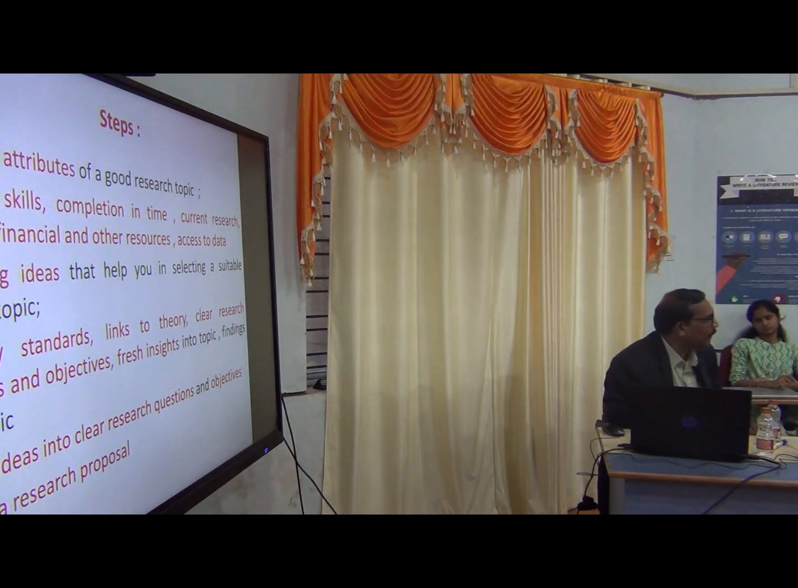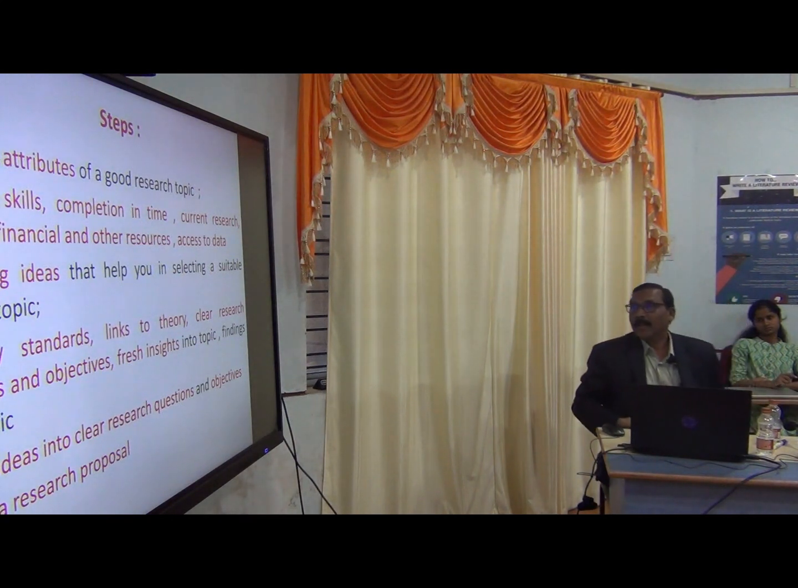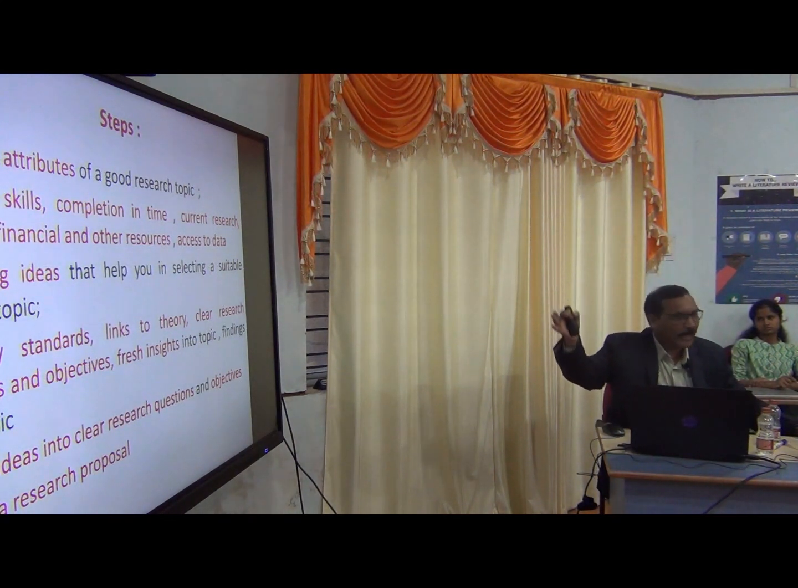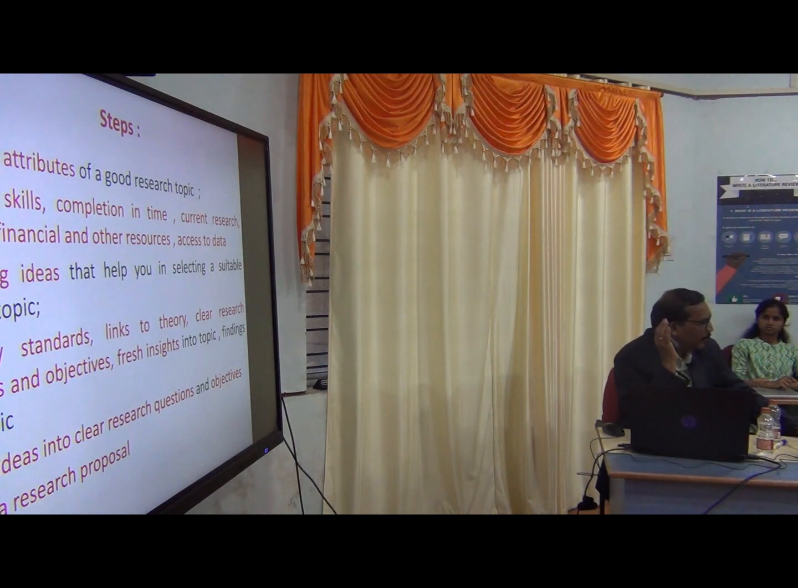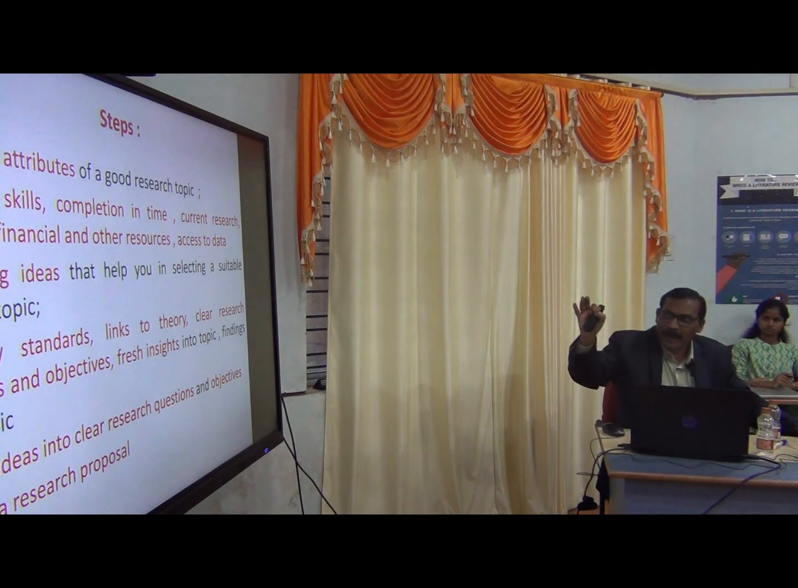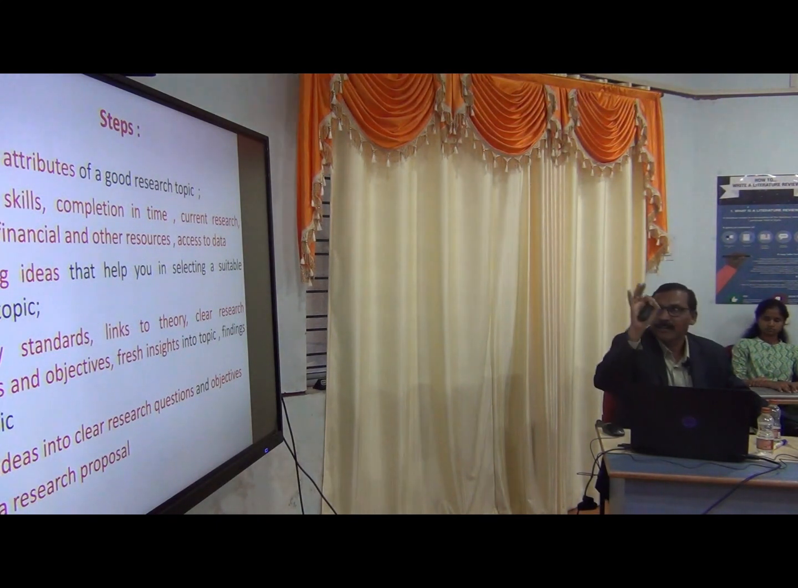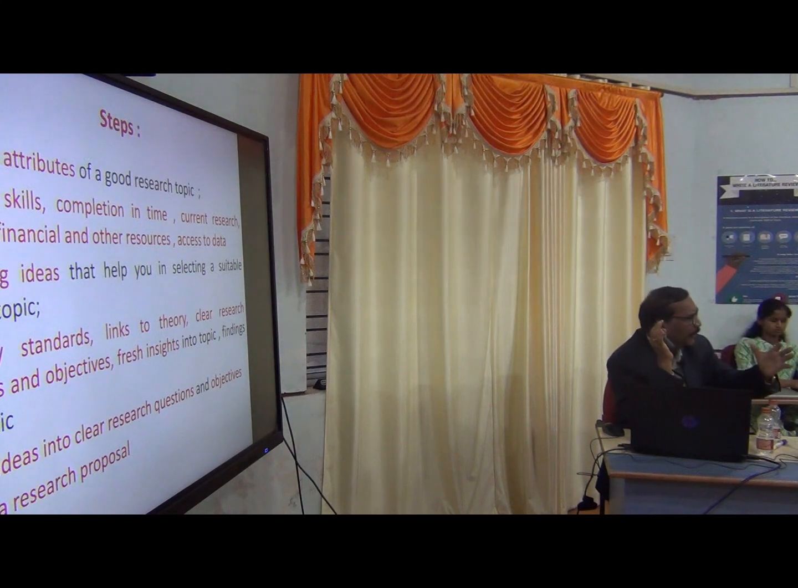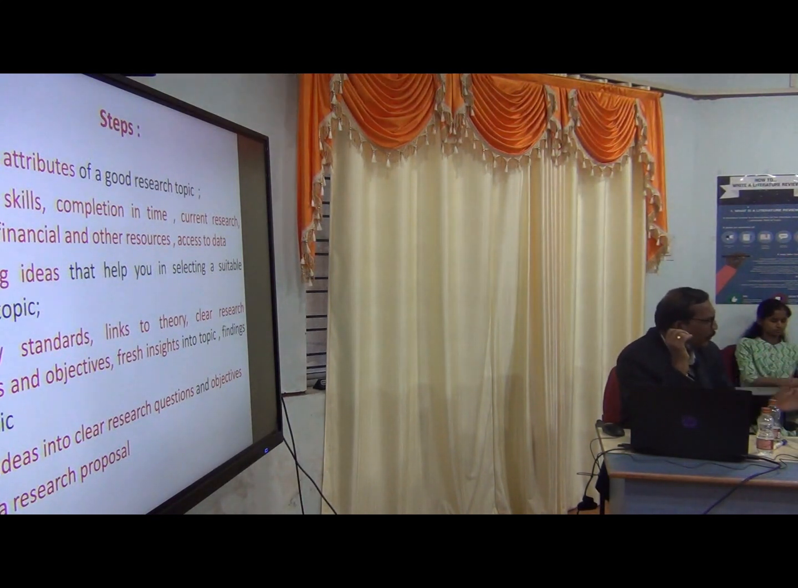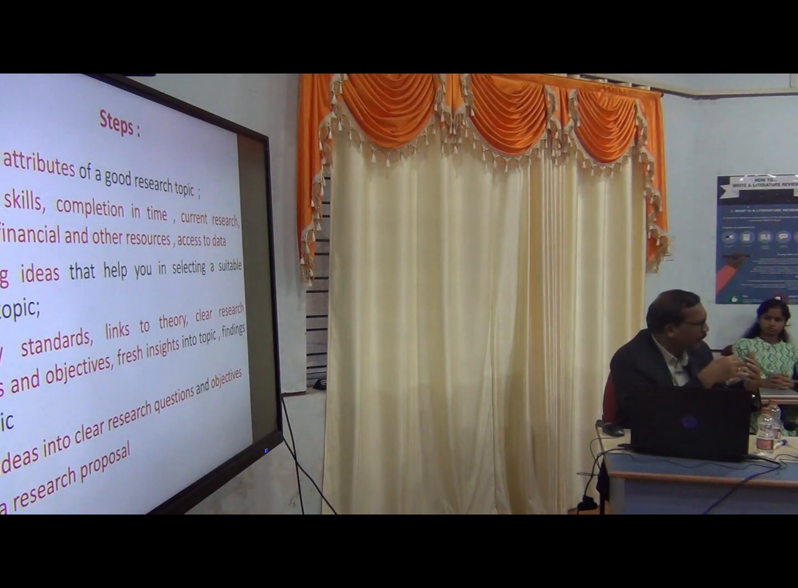While selecting a topic, while selecting a research problem, number one, what are the attributes? Attributes means qualities. Attributes means peculiarities. Attributes means selling features. What are the attributes of that particular research topic? Suppose I am working on higher education in India. What are the attributes? Gross enrollment ratio, availability of infrastructure, library facility, teachers. These are the attributes or qualities of that particular problem.